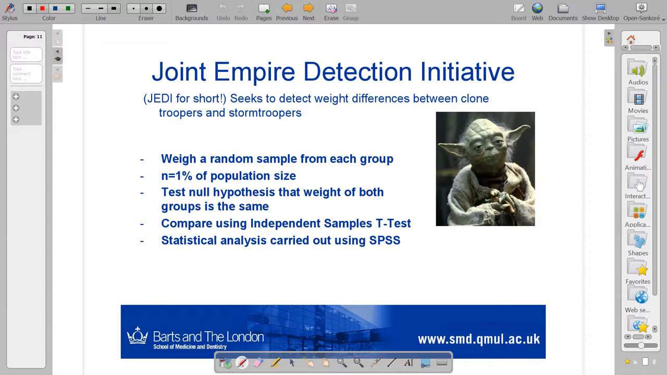So my proposed way of doing this, as part of the Joint Empire Detection Initiative, is to weigh a random sample from each group. I'm going to choose 1%. Test that null hypothesis that we've just stated. And the way we're going to test it is using an independent samples t-test. And the analysis is going to be carried out using SPSS.